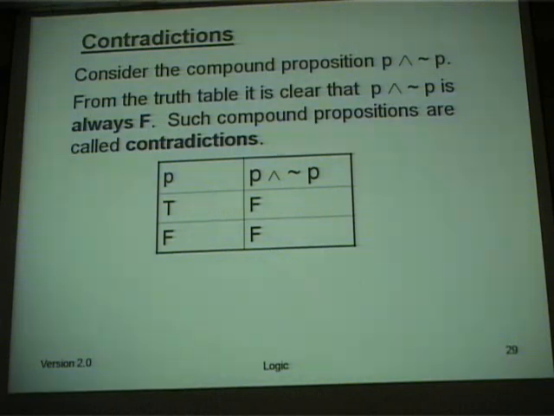The contradiction is also a special group of propositions. This proposition never becomes true. It is always false. It is called a contradiction. Now this is an example of a contradiction created using only one proposition.